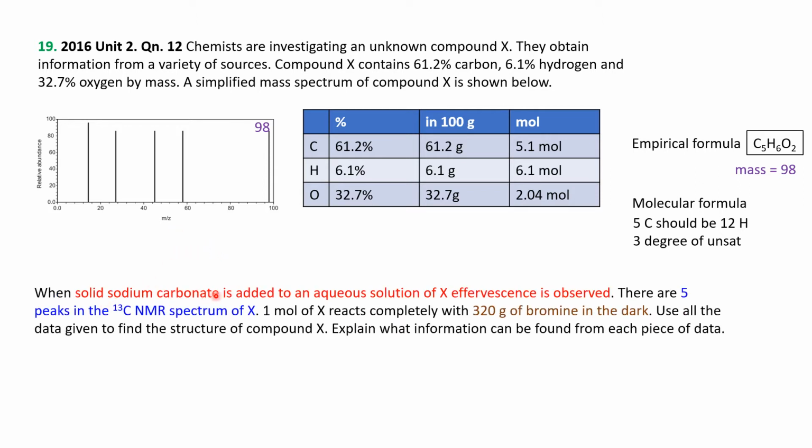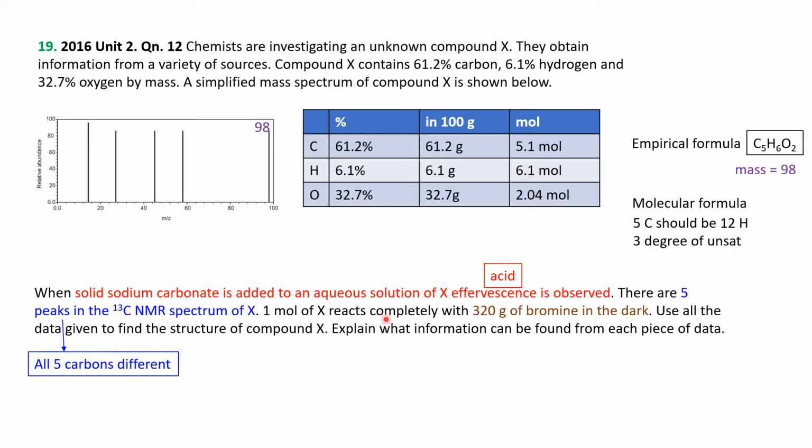When solid sodium carbonate is added to an aqueous solution, effervescence is observed, right? That tells us that it's an acid. There are 5 peaks in the carbon-13 NMR spectrum. In other words, we have 5 different types of carbons. So all of these 5 carbons are different.